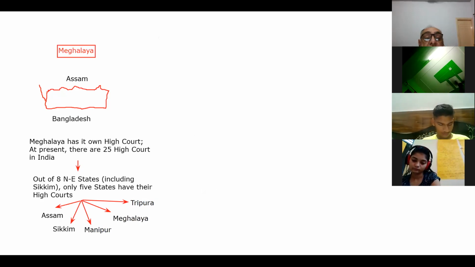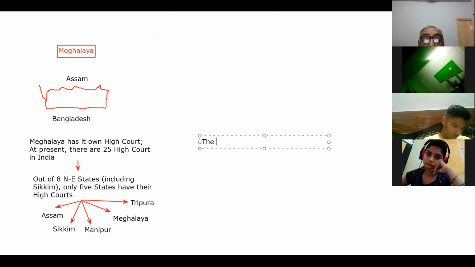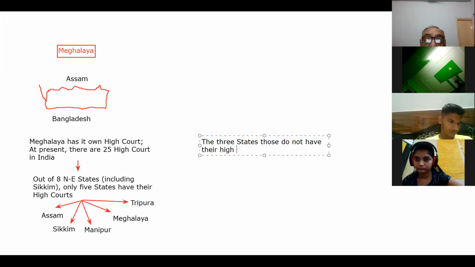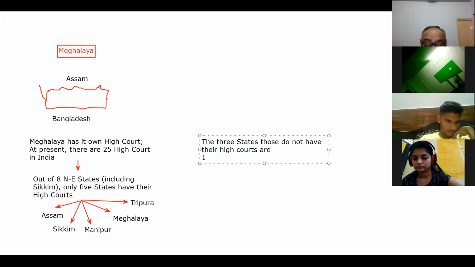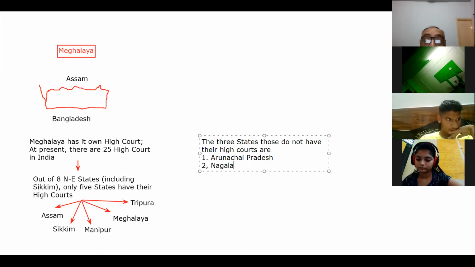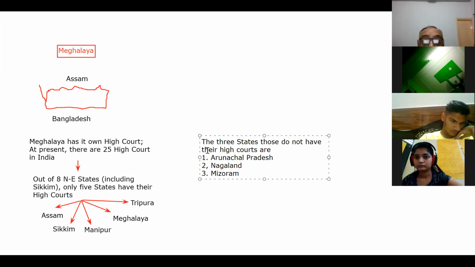And the 3 states which don't have their high courts are, right? So such a type of question can be asked. The 3 states that don't have their high courts are, one is Arunachal Pradesh, second is Nagaland, and third is Mizoram. Right? So these are the 3 states which still don't have their high courts, right?